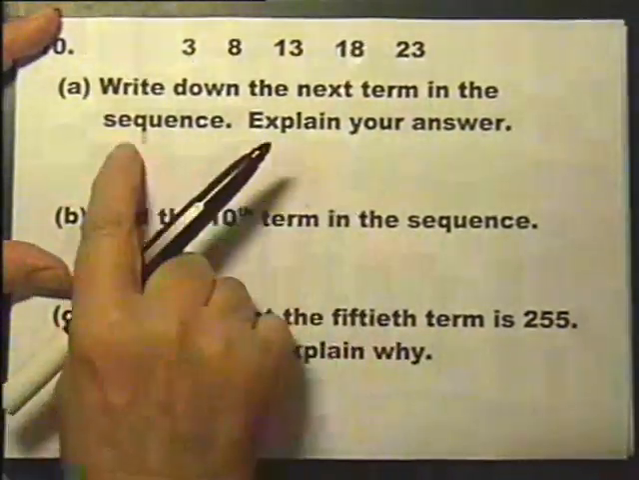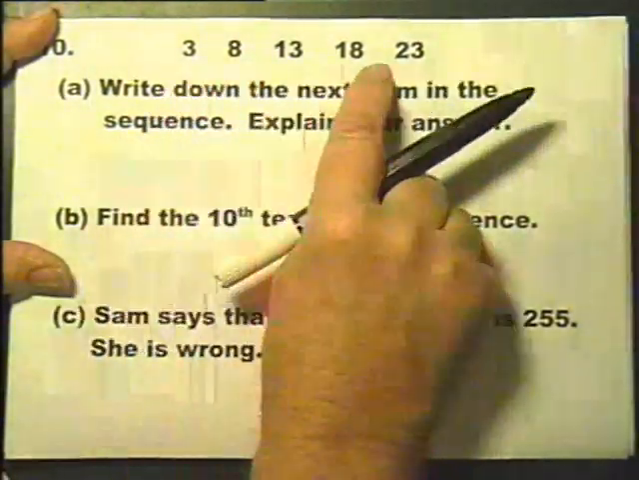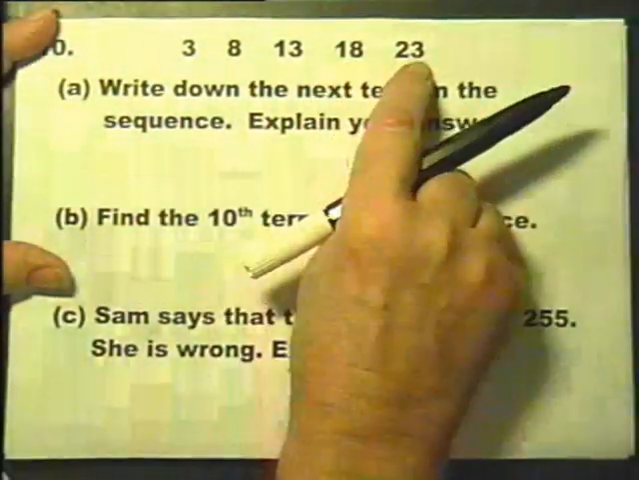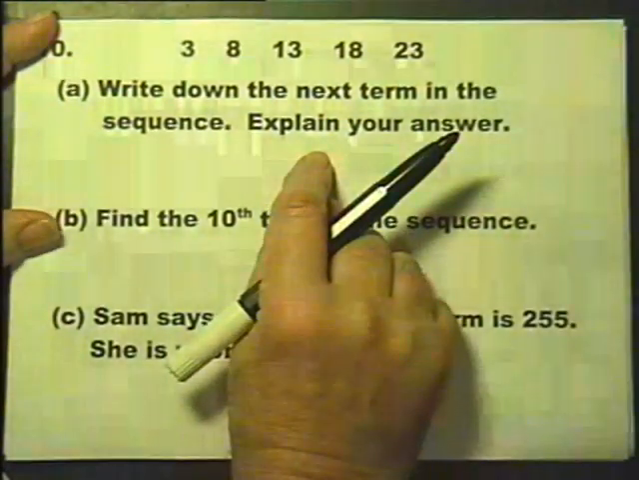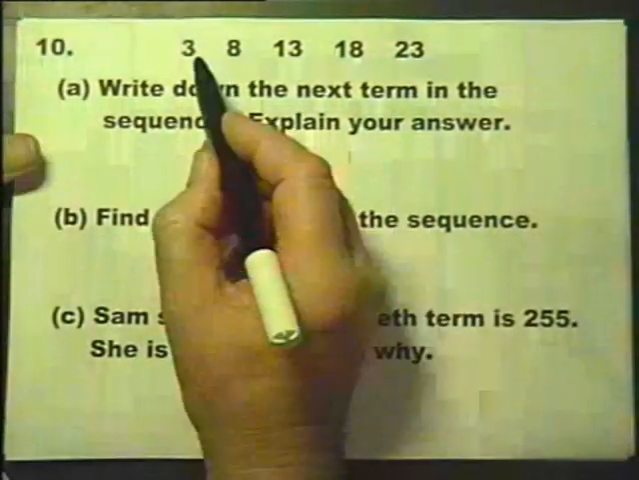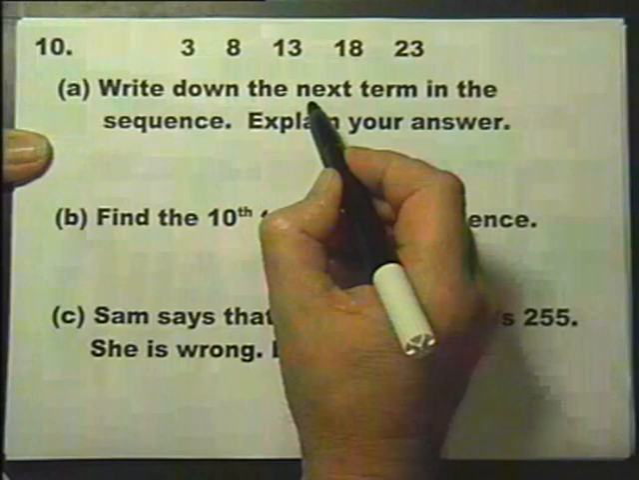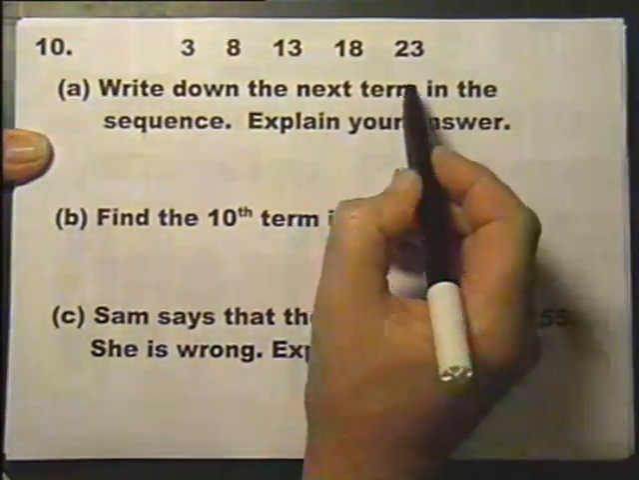So we've got what is called a sequence. This is a sequence of numbers: 3, 8, 13, 18, 23. Write down the next term and explain how you got your answer. So you're meant to look at this sequence of numbers and find a pattern to find the next term, or if you like, the next number.